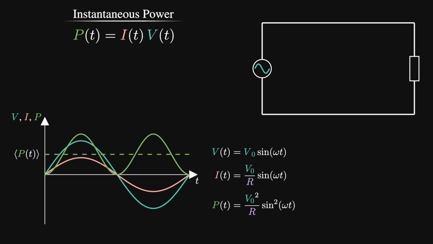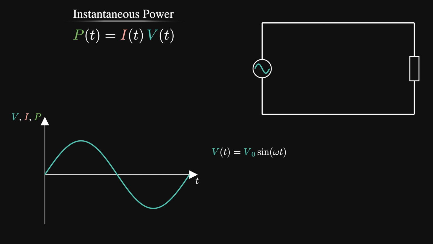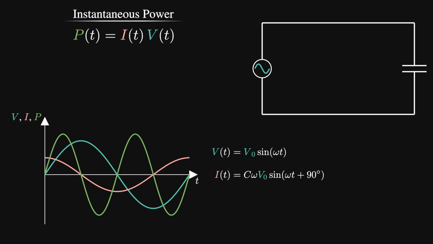But let's see what happens when we replace our resistor with a capacitor. As we saw in the last part, I is C dV/dt, so the current expression changes like so, where there is now a phase shift of 90 degrees. If we now plot the power, we actually get a sinusoidal curve with twice the frequency. Here, we see that the power dips below zero for half of the time. So in fact, we can immediately observe that the average power is zero.